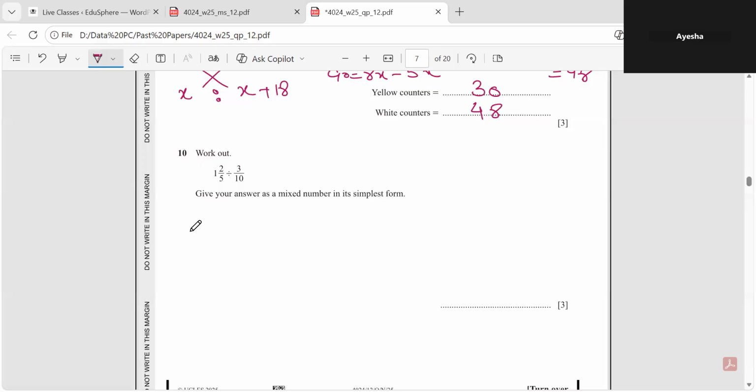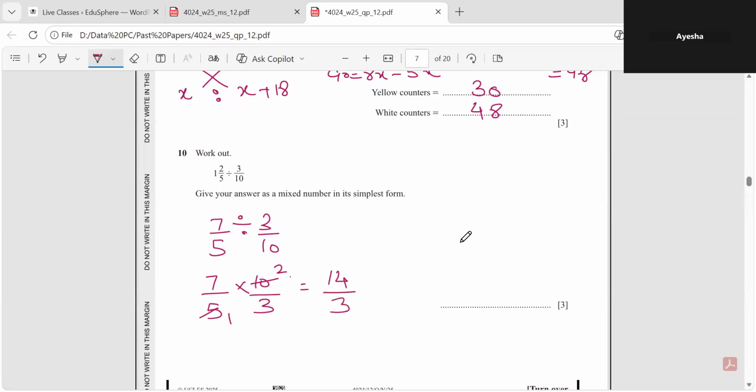So first of all, we have to convert this into improper fractions. 5 ones are 5 plus 2, 7 by 5 divided by 3 by 10. So we are going to convert the divide into multiplication and take the reciprocal of the second fraction, that's 10 by 3. We know that we can simplify. 5 ones are 5, 5 twos are 10. So 2 sevens are 14 over 3.